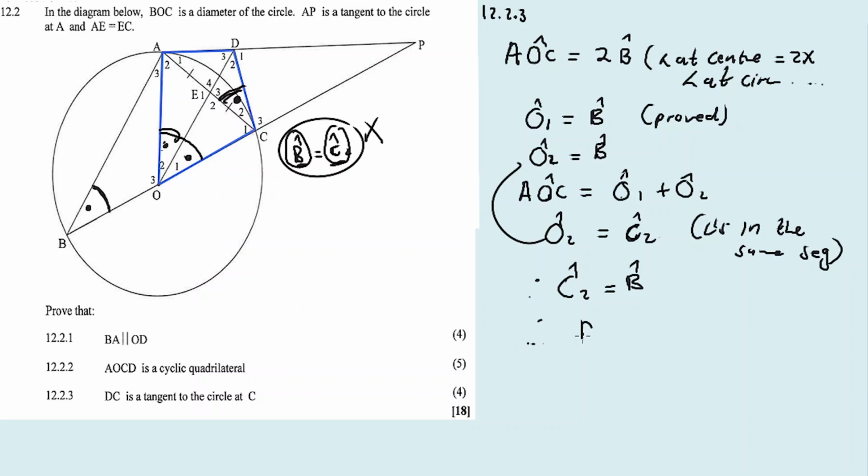Therefore DC is a tangent through the tan-chord theorem. But this is the converse of the tan-chord theorem. Whenever we prove a tangent, we use what we call the converse tan-chord theorem. So our question 12 ends here.